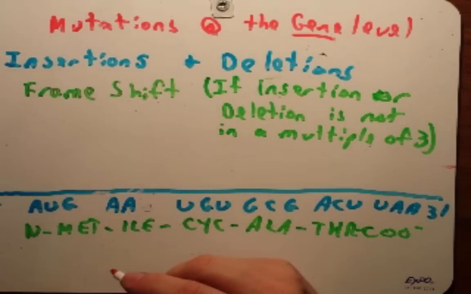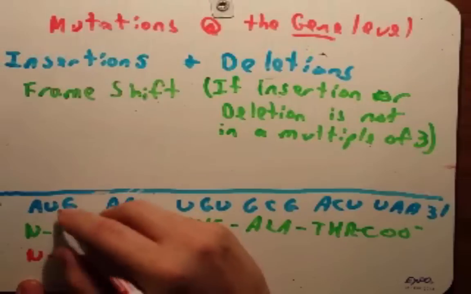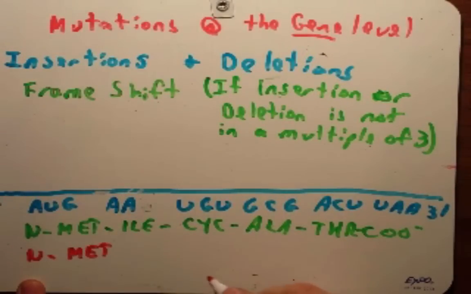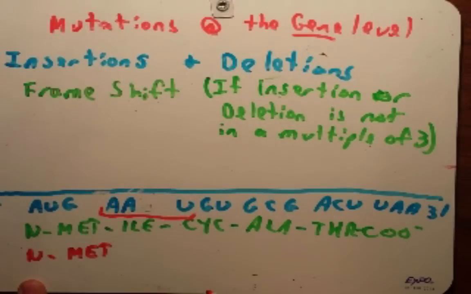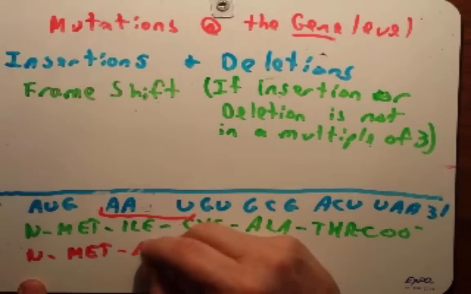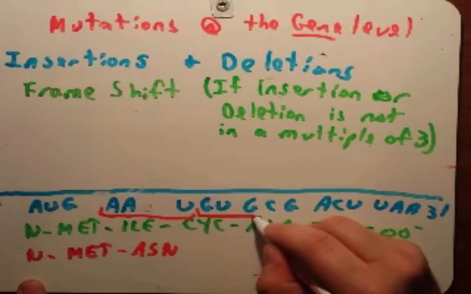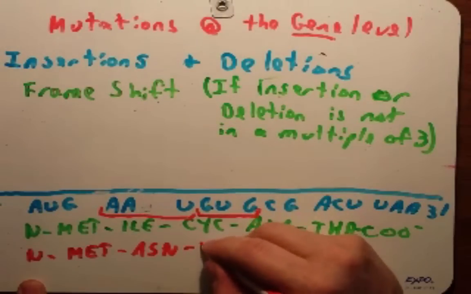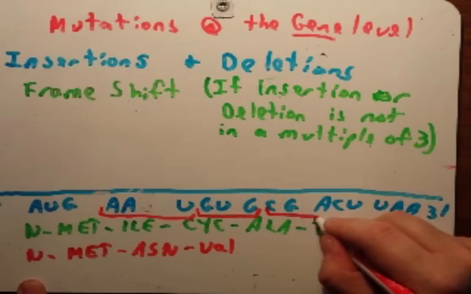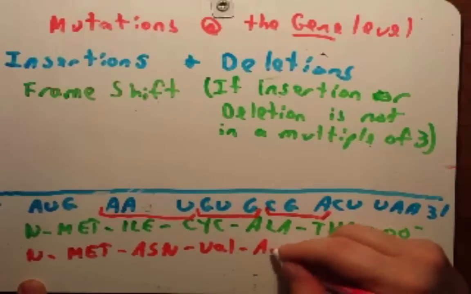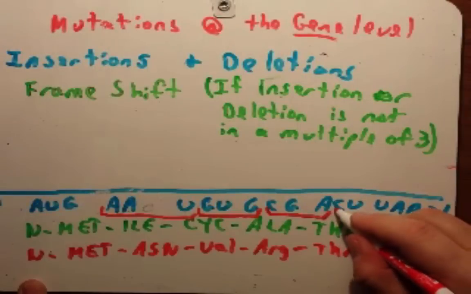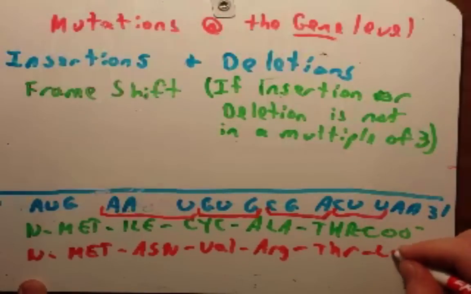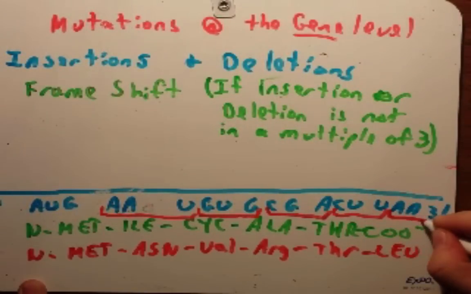We're still going to have AUG, so we're still going to make methionine. However, we have to read this differently now. Now we have to read AAU, and AAU is asparagine. And then the next one is going to be GUG, and that's going to be valine. And then CGA is arginine, and then ACU is threonine, then CUU is leucine. And then you can see here what happened now is we've lost the stop codon.